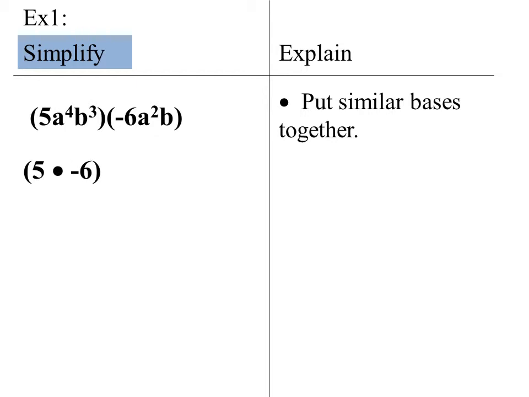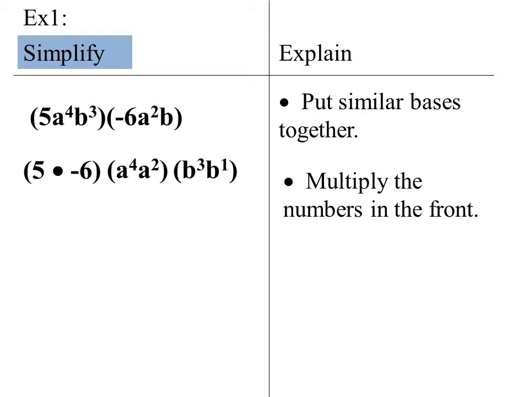5 and -6, those are the same. They're numbers. A to the fourth and A to the second, those are the same. The base is A. B to the third and B to the first. Remember, if I don't see anything, it's an imaginary one. Those are the same.